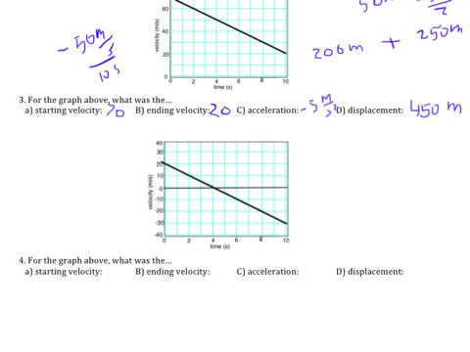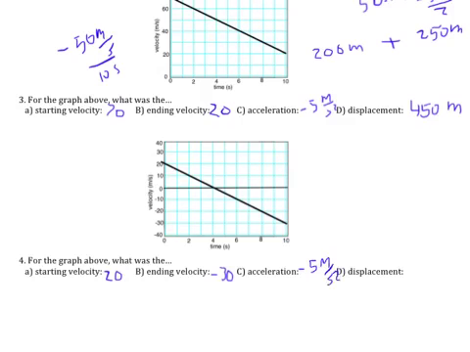Well, let's just start off answering the easy questions here. What is the starting velocity? That's 20 meters per second. What is the ending velocity? We ended up at negative 30. So that's a change of negative 50. So we went from 20 down to negative 30. So that's negative 50 divided by 10. That's going to be negative 5 meters per second squared.